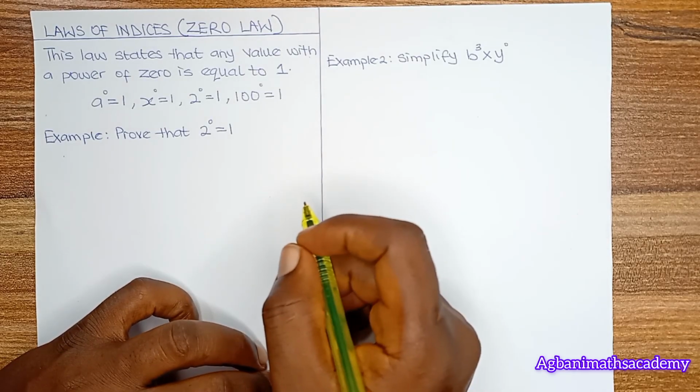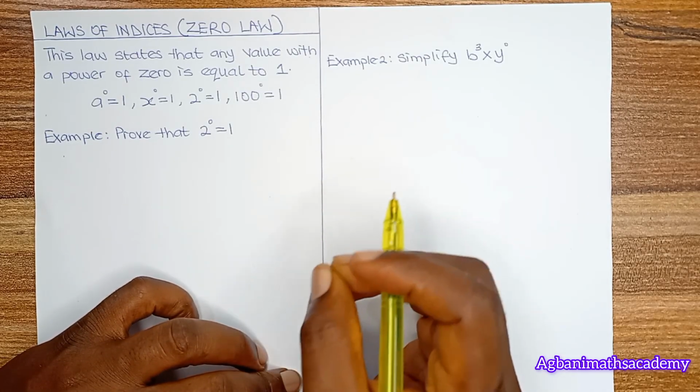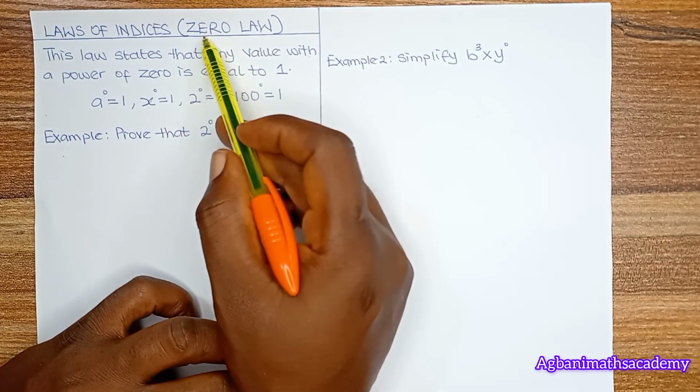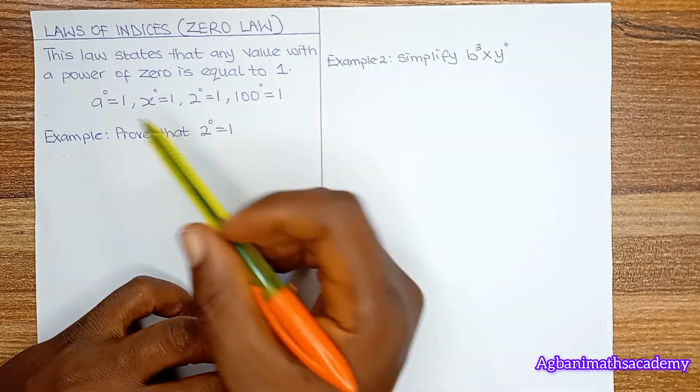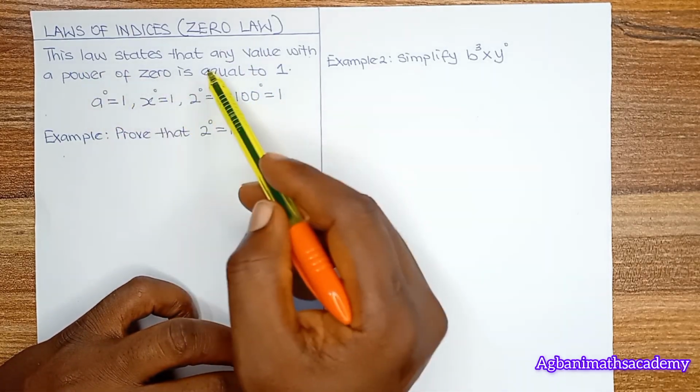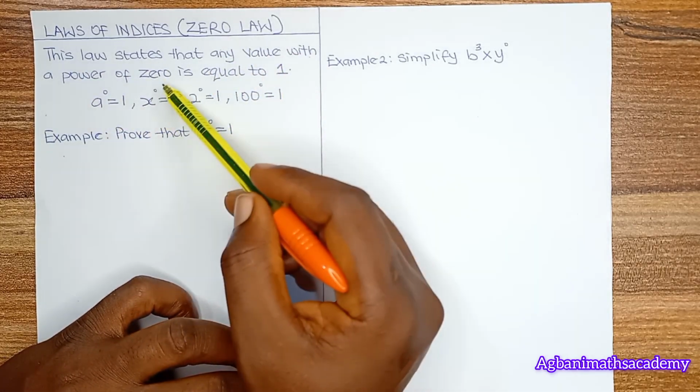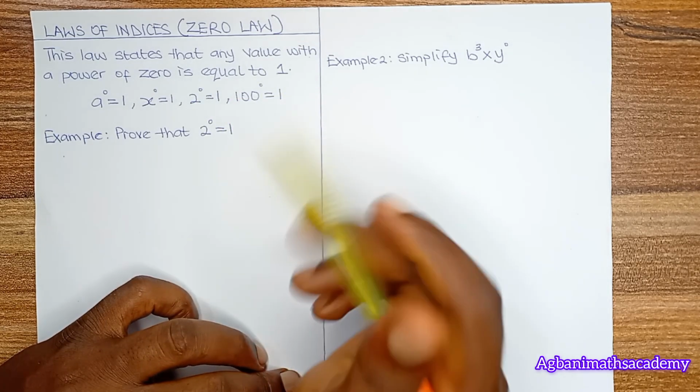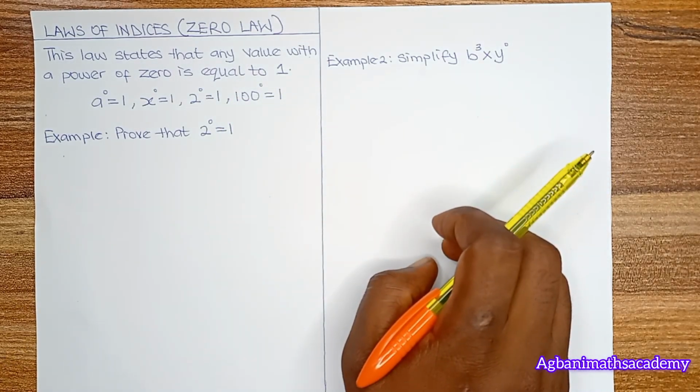Hi guys, in this video we're going to be looking at the third law of indices, which is called the law of zero or the zero law. This law states that any value with a power of zero is equal to 1. So whenever you have any value to the power of 0, it is equal to 1.